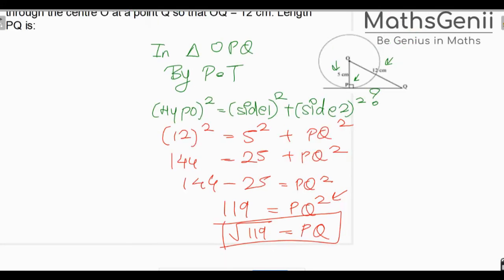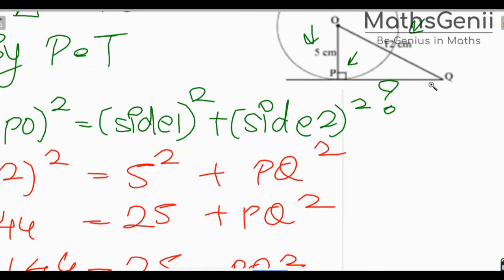What did I do? Nothing. I just applied Pythagoras and one rule that I knew, which is radius touching tangent should be perpendicular. Okay, one simple rule I have applied, nothing else. Okay, now let's look at the next question.